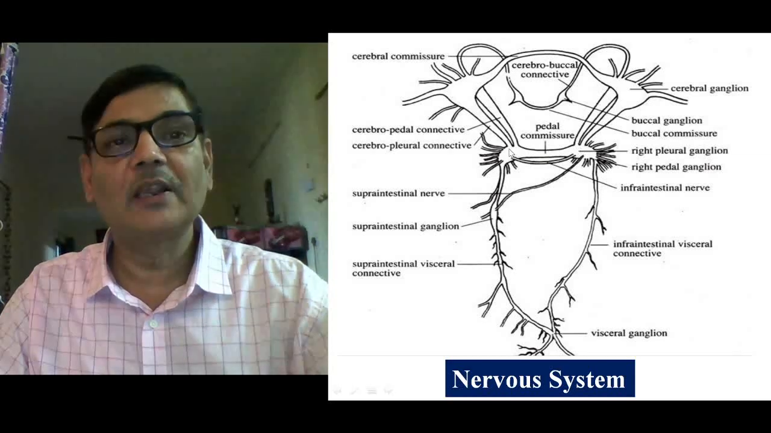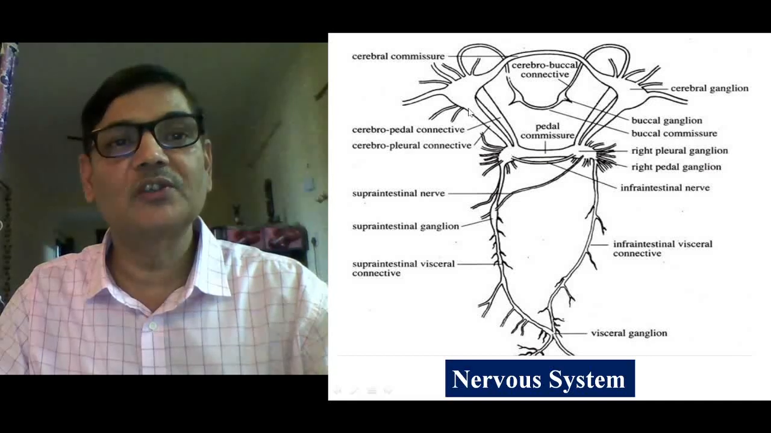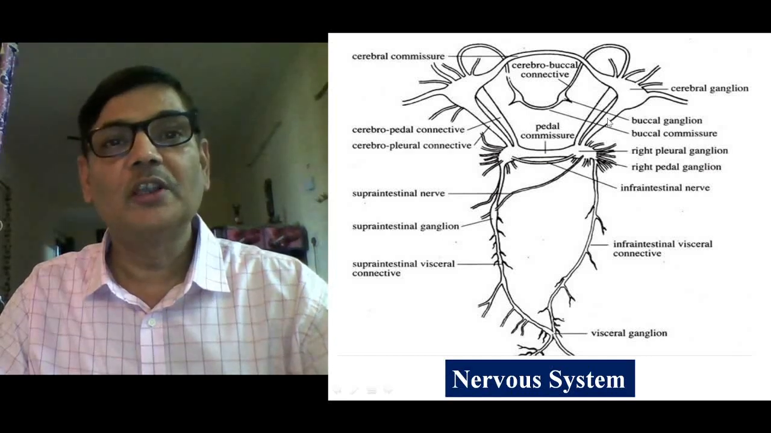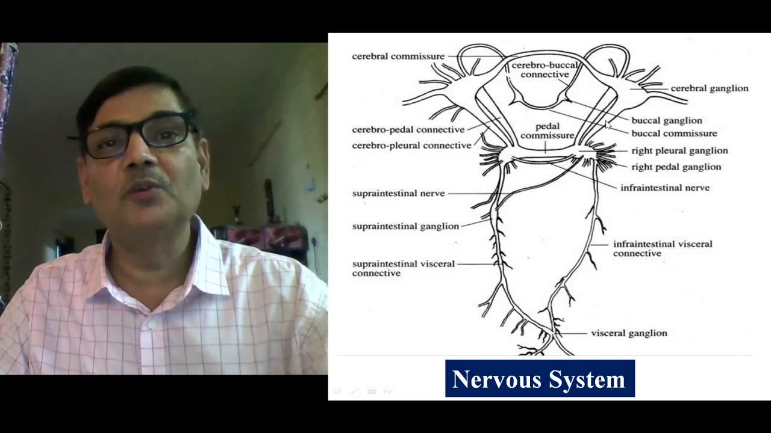And this pleural ganglia will be connected with the cerebral with the help of cerebropleural connective. So this is cerebropleural connective. Likewise, there is another nerve on the left side, this one is cerebropedal connective. So these are referred to as connectives because they are connecting two different ganglia. One is cerebral, the other one is pleural or pedal. So on the right side also you would be able to see this one is the right cerebropleural connective and this is the right cerebropedal connective.